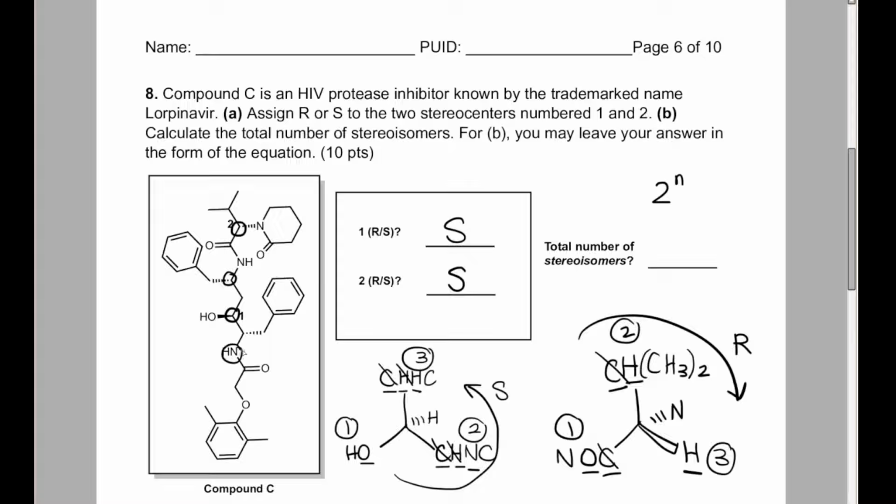This is not a chiral center. This is a chiral center. This is not a chiral center because there's 2 hydrogens. Those are the same. So we have these 4 that are chiral centers. And then again, this is not a chiral center either because it has a double bond. So the formula, we're going to plug in n equals 4, so 2 to the 4th. You can either leave your answer like that, or you can calculate it. It's just 16.